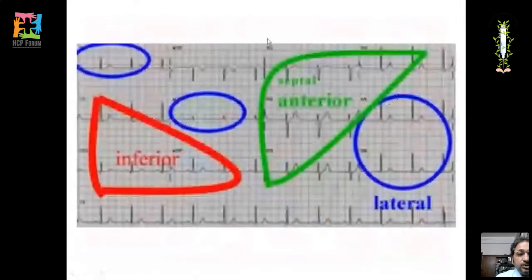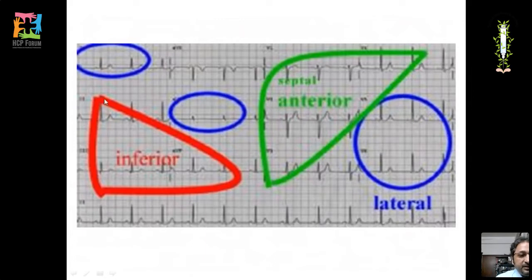So, what are the chest leads? For the lateral, it is 1, aVL, and V5, V6. The anteroseptal is V1 to V4, and inferior is 2, 3, and aVF.